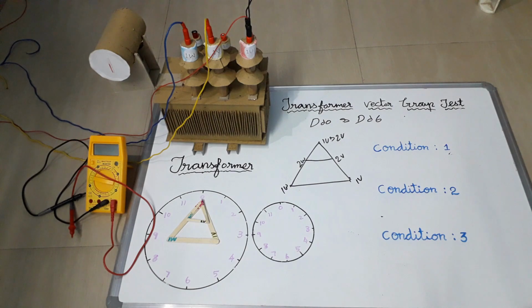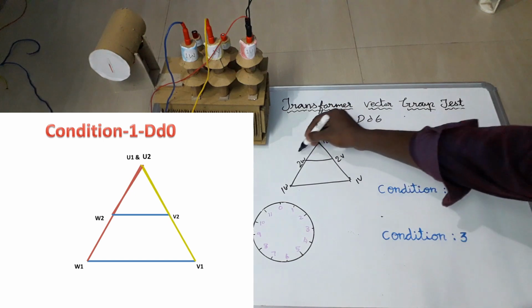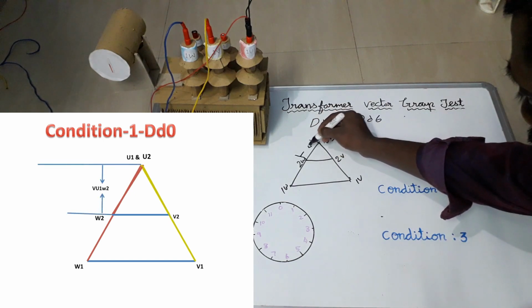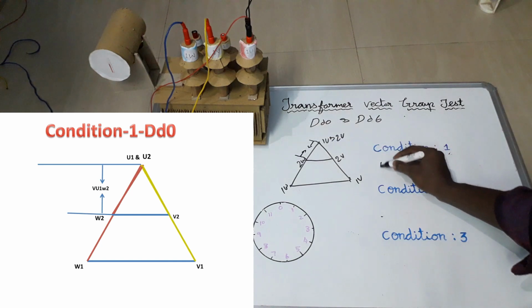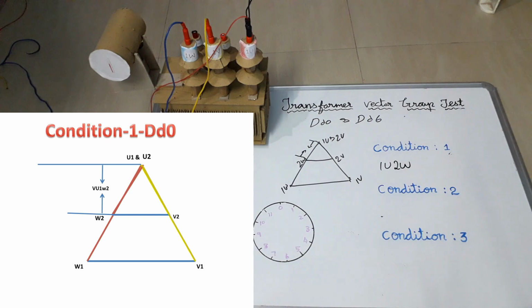In this we have to check three conditions. If these three conditions satisfy, then we can pass this vector group. First condition 1. We have to check the voltage over 1U and 2W. We have to check this voltage. That is 1U, 2W voltage we have to check.